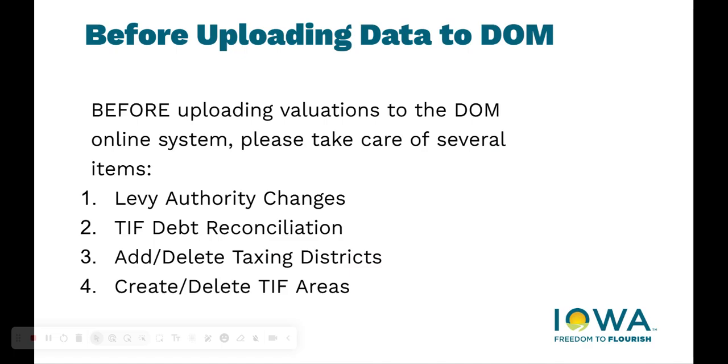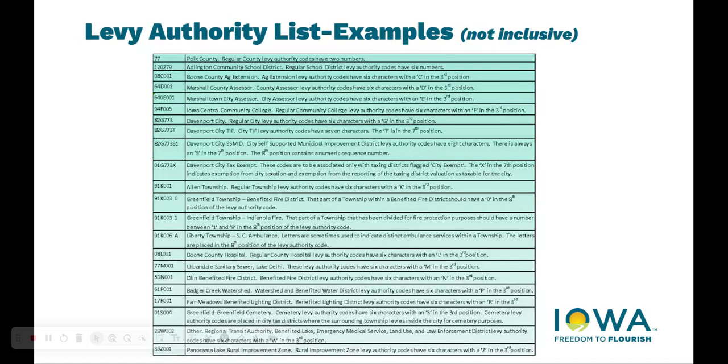And you also need to add or delete any taxing districts and make sure that the taxing districts that you are going to try to import from your system match the taxing districts that Department of Management is showing on our system. So you may need to add or delete on both sides to make sure that they're going to be in congruence with each other. And then you also need to create or delete any TIF areas before you upload that data.